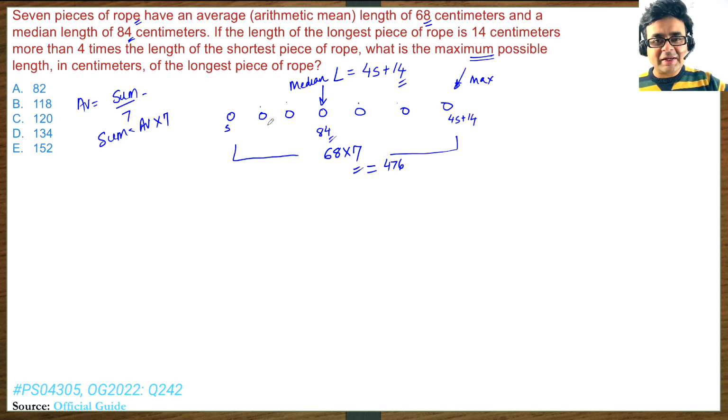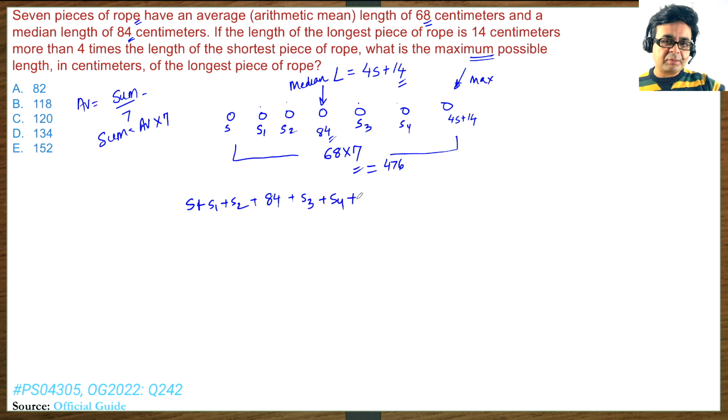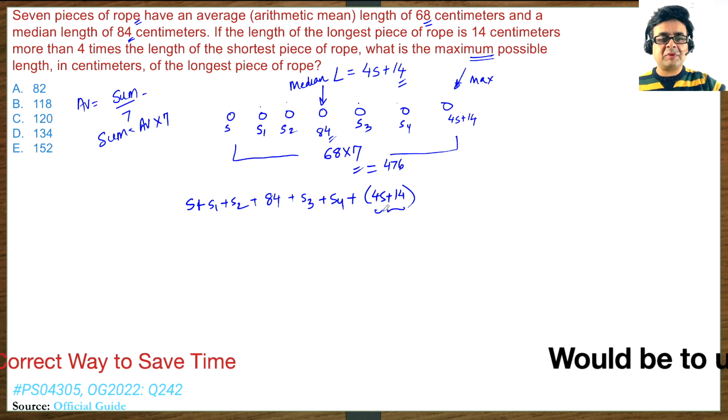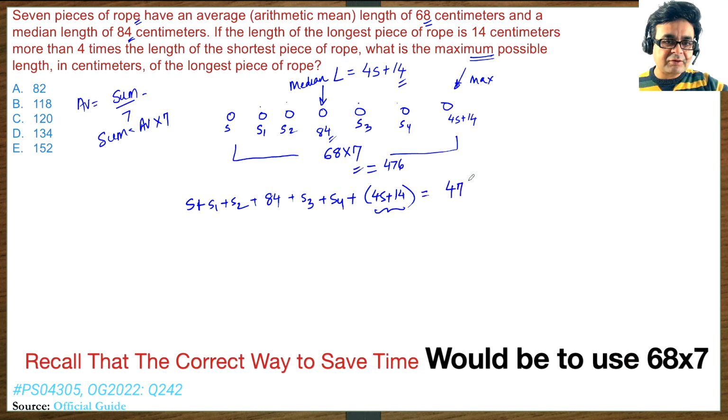So let's continue. Let's call these two numbers S1 and S2 and these numbers S3 and S4. We are given the sum of the 7 ropes: S plus S1 plus S2 plus 84 plus S3 plus S4 plus (4S plus 14). Now I'm going to put it in brackets because this is one length, the maximum length, equals 476.